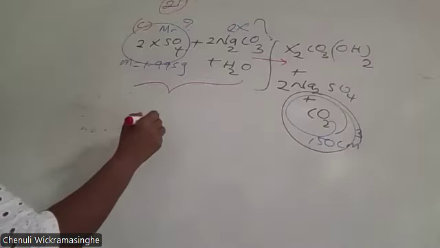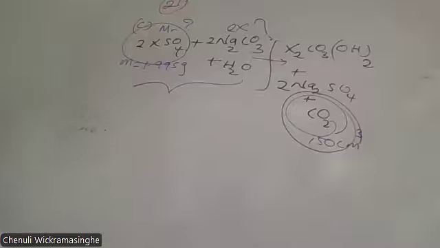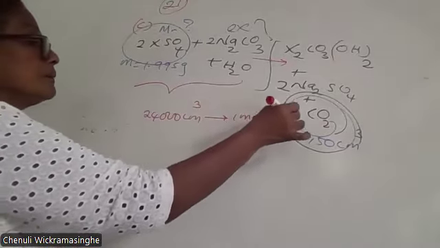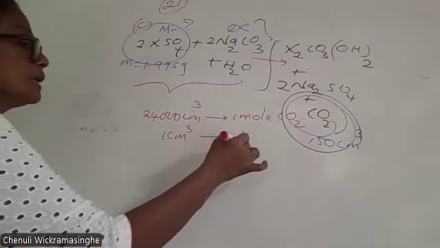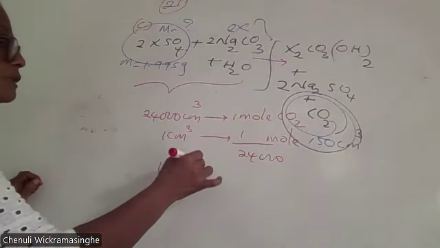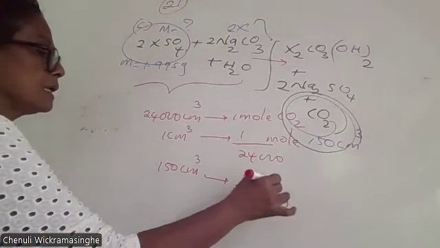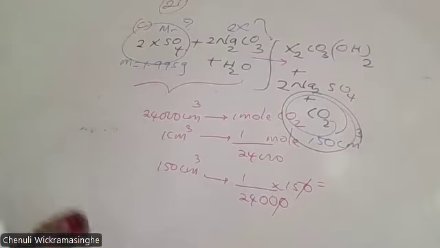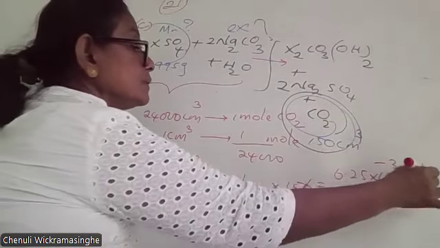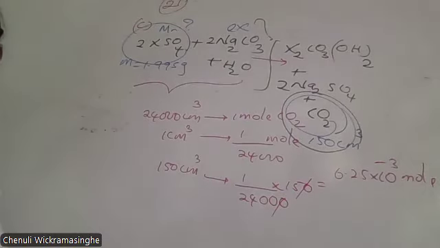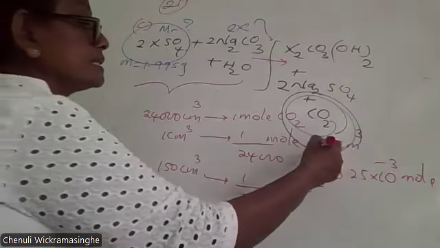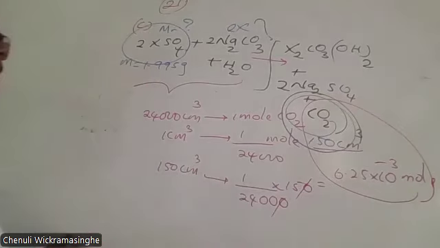So you can see, how many moles of carbon dioxide are present? 24,000 centimeter cube at room temperature is 1 mole of carbon dioxide. 1 centimeter cube is 1 divided by 24,000 moles of carbon dioxide, but 150 centimeter cube is generated. 1 divided by 24,000 times 150, you get the answer: 6.25 times 10 to the power minus 3 moles of carbon dioxide has been generated. So this is the amount of carbon dioxide produced.